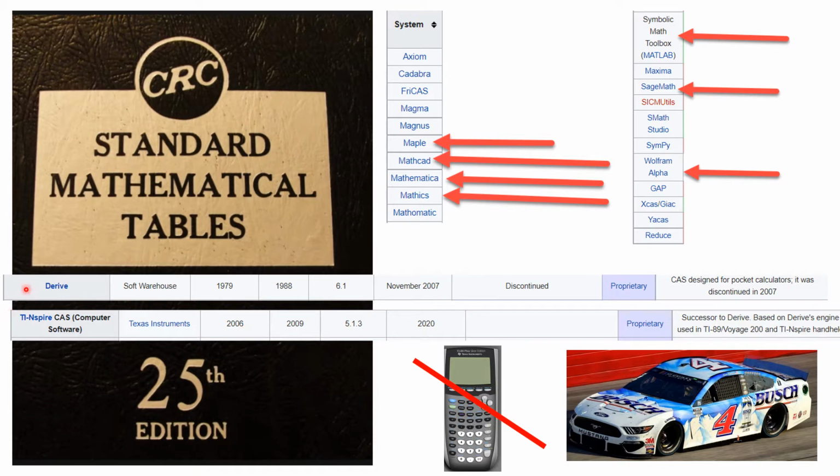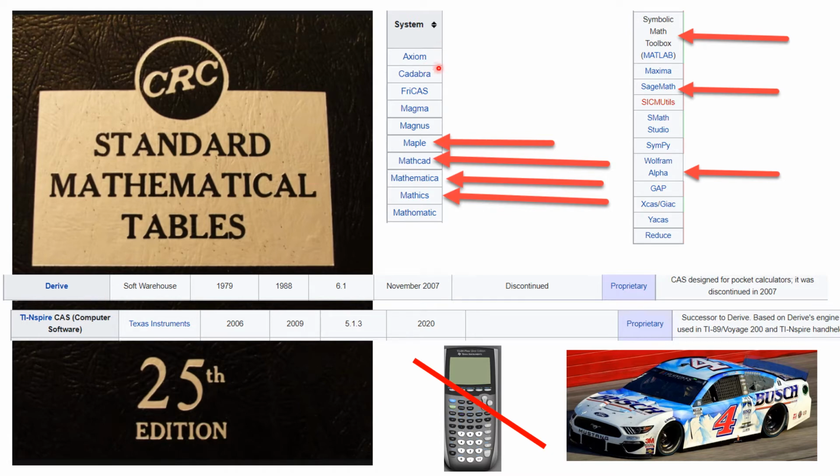My first go-to computer algebra system was Derive, and Derive was actually quite functional, and I liked it a lot, and it served me very well. But this was discontinued in 2007, and the last version I was able to use was Derive 6. So it was the 6th version.